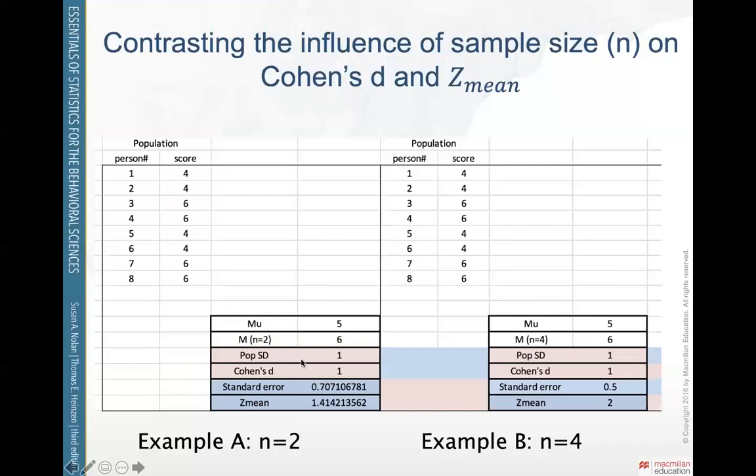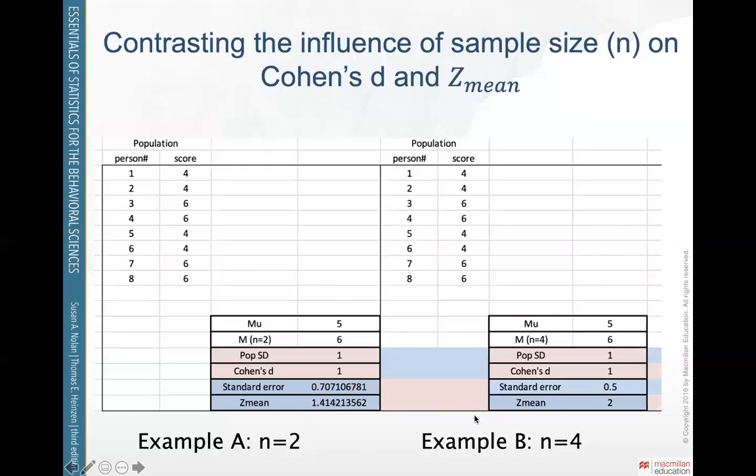So our standard error is the population standard deviation, 1, divided by the square root of our sample size, which is 2. 1 divided by the square root of 2 gives us our standard error, which is this long decimal right here, 0.707, etc. This is the denominator of our z-mean, remembering that the numerator, 6 minus 5, was 1. 1 divided by this number gives us a z-mean of 1.414, which is this value right here.